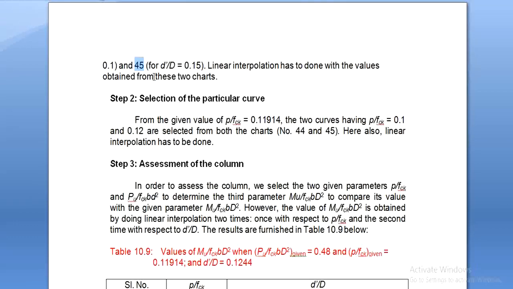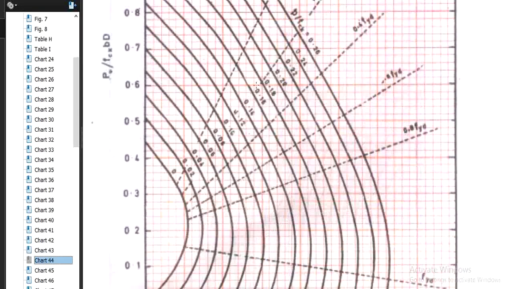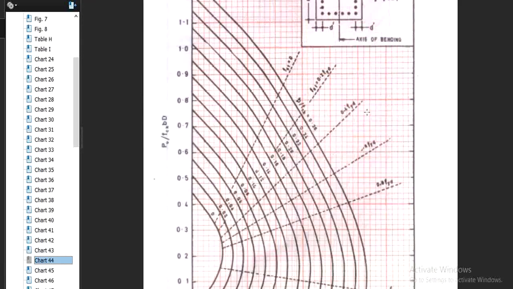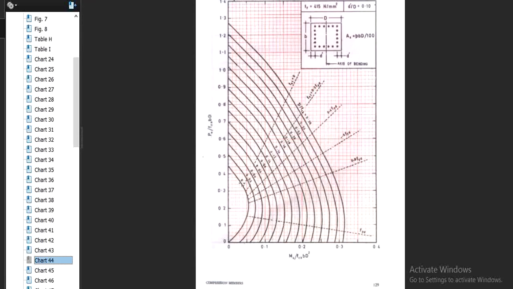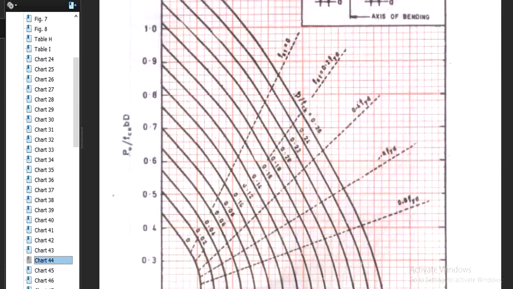Before doing the linear interpolation, I have just selected the chart. But you can observe in this particular chart there are many curves. So which curve I have to select is the question now. To select the curve, I have to find out the value of P divided by FCK. This is P divided by FCK.